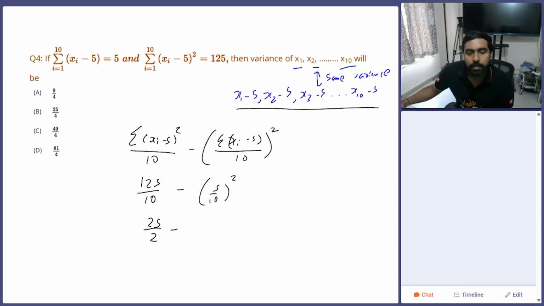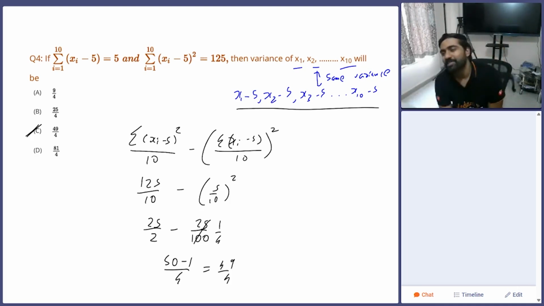25 by 2 minus, what do you have over here? 5 by 10 squared, that is 25 by 100 over here. 1 by 4 itself I can write this as. So what is this? LCM I can take over here. That's 50 minus 1 by 4, 49 by 4. Option C will be the answer for the question.